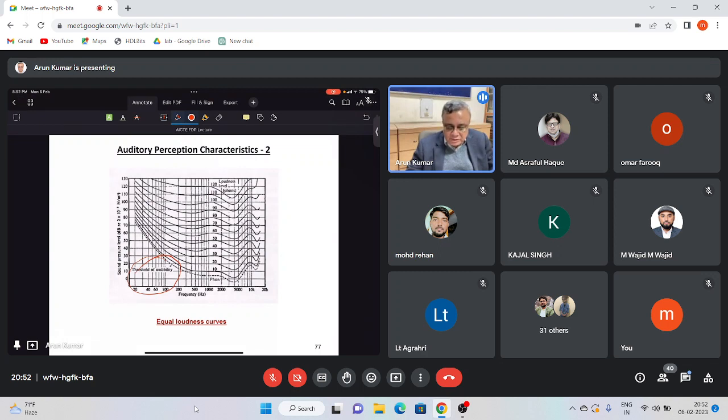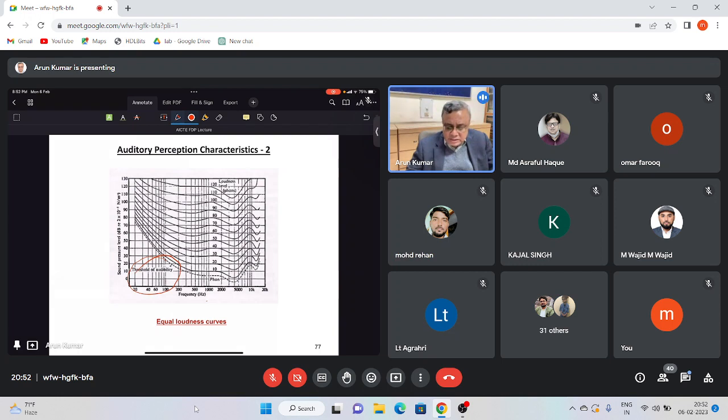As a function of frequency, on the y-axis you have the sound pressure level, and you have this dashed line at the bottom. Any sound pressure level which is below this at a given frequency will be inaudible, and anything above this will be audible. So it is not that for all frequencies the sound pressure level is the same. Lower frequencies require a higher sound pressure level in order for them to become audible.